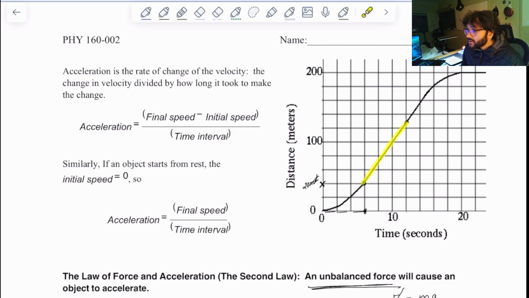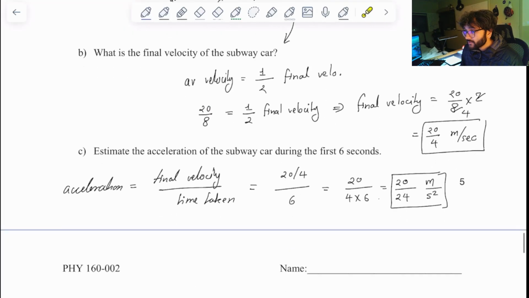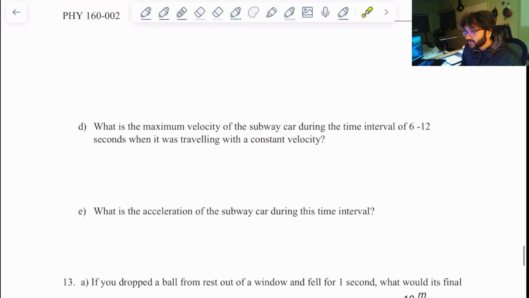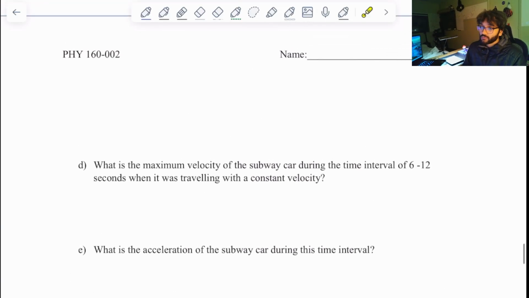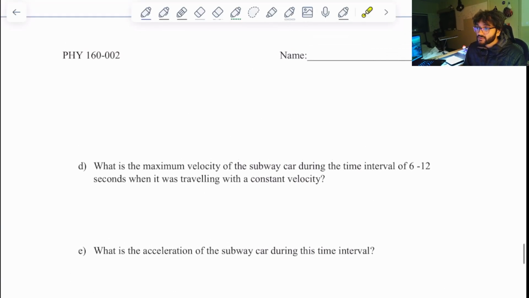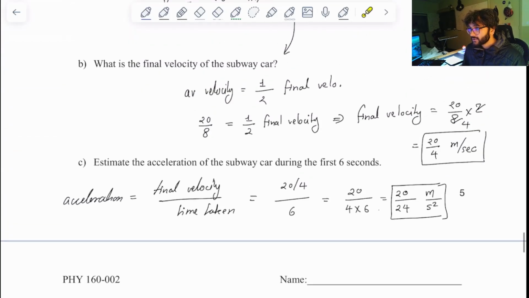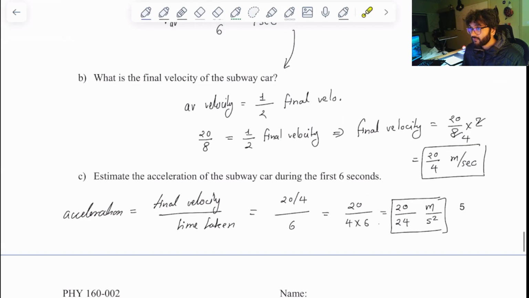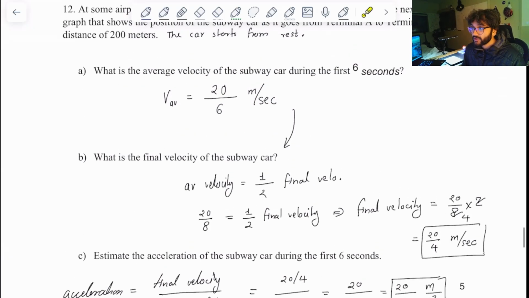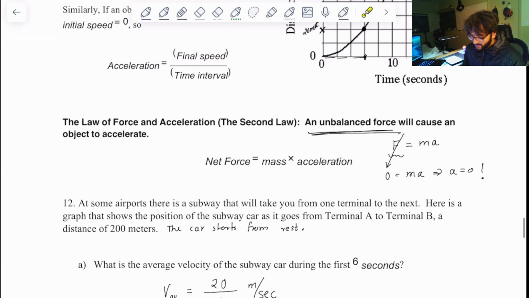Okay, and what we are trying to figure out here is the maximum velocity of the subway car during the time interval 6 to 12 seconds when it was traveling with a constant velocity. This velocity is the same as the final velocity of the subway car at 6 seconds.